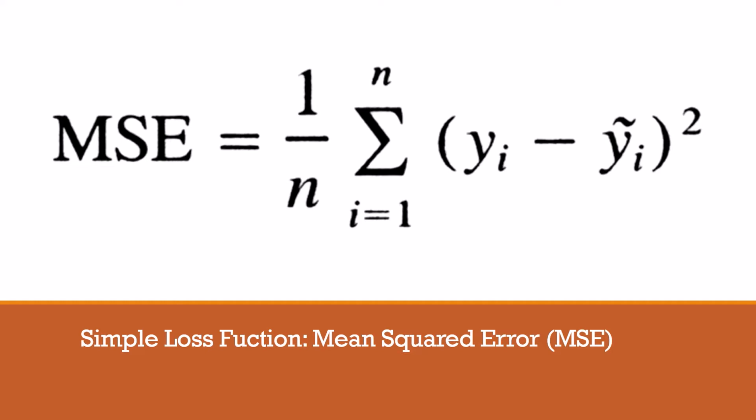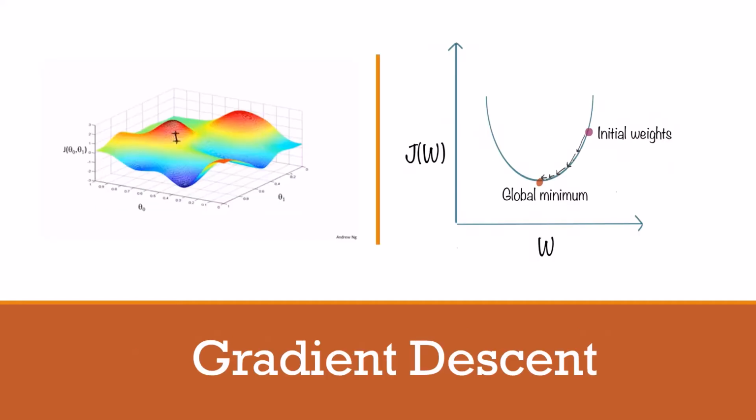A very simple loss function is the mean square error. Once we compute the loss, we can optimize the loss function. This is where the learning part of the neural network is being done. How is the loss function optimized? The loss functions are optimized using a technique called gradient descent.